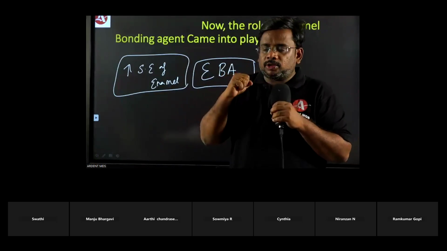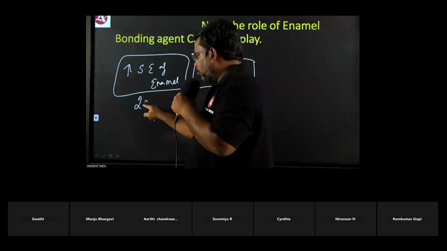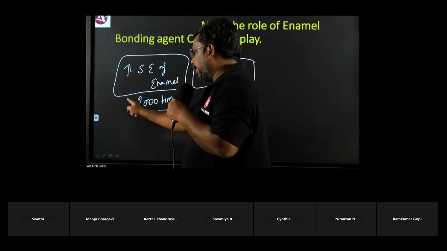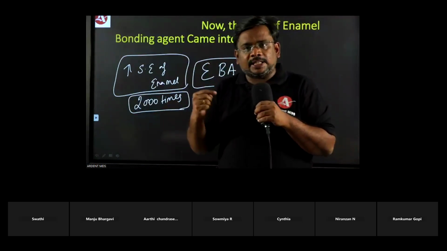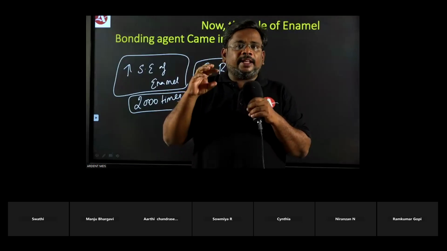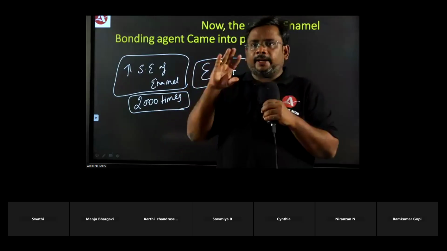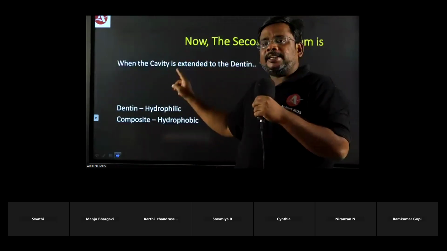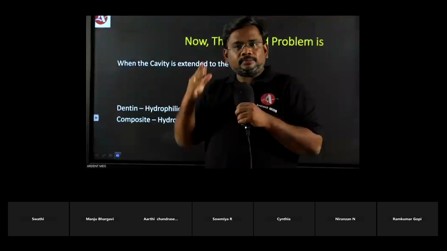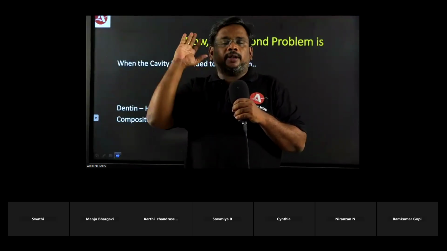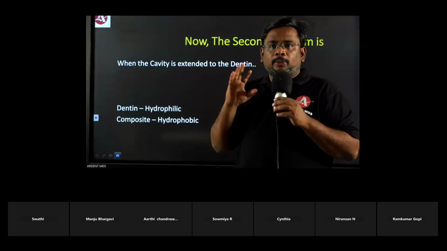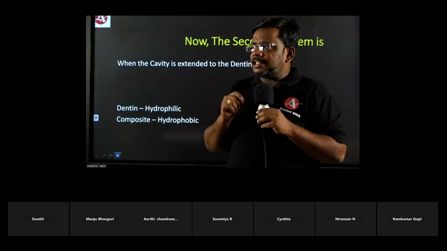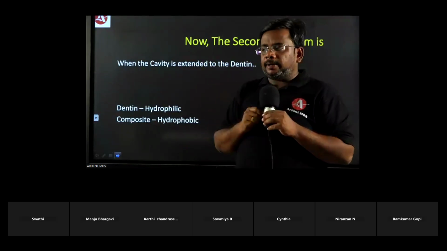How much? This is again one more MCQ. 2000 times the surface energy is increased. Whenever the surface energy is increased, the wetting will be better. Clear? But the problem is when the cavity preparation extends to the dentin, it doesn't work. Enamel bonding agent doesn't work. Why doesn't the enamel bonding agent work? Because there is a difference between the enamel and dentin.